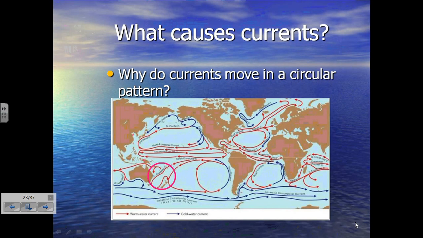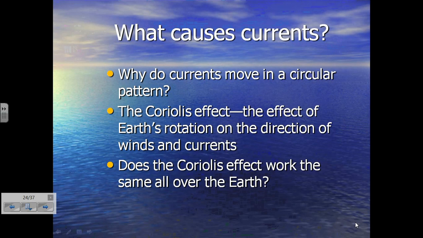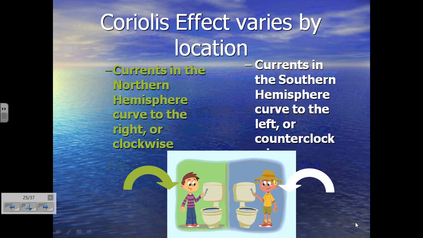Now, why do currents move in a circular pattern, you may ask? Well, we'll talk a little bit about how these circular patterns occur when we refer to something called the Coriolis effect. The Coriolis effect is the effect of the Earth's rotation on the direction of winds and currents. So then it begs the question, does the Coriolis effect work the same all over the Earth? Well, as is evidenced with my image, you should notice that the Coriolis effect varies by location.